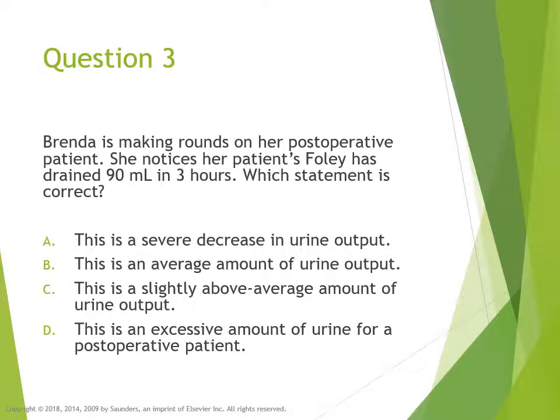We're down to the home stretch here. Question number 3. Brenda is making rounds for her post-operative patient. She notices her patient's Foley has drained 90 mL in 3 hours. Which statement is correct? Recall what is the expected production of urine within an hour so you can answer this question. Is the answer A, there is a severe decrease in the urinary output? B, there is an average amount of urine output? C, there is a slightly above average amount of urine output? Or is it D, there is an excessive amount of urine for this post-operative patient?